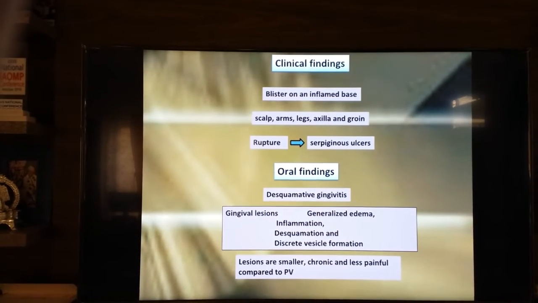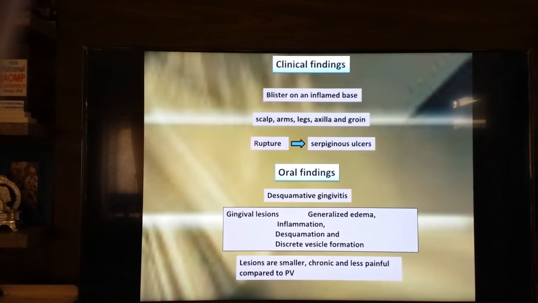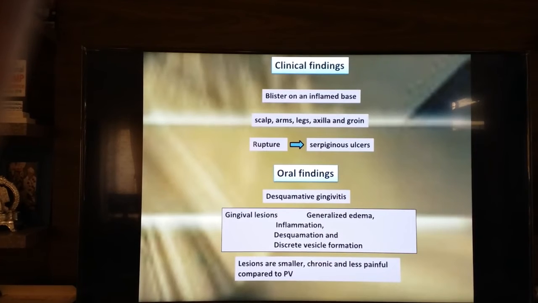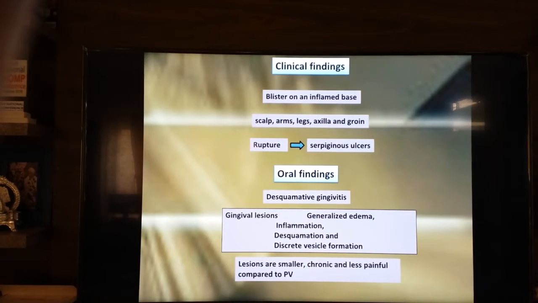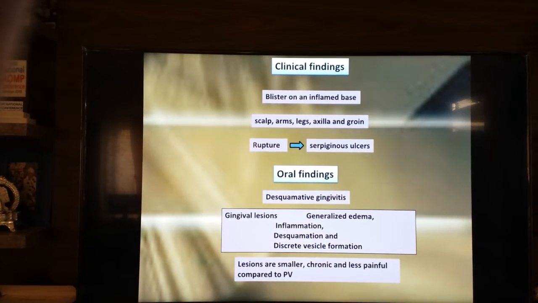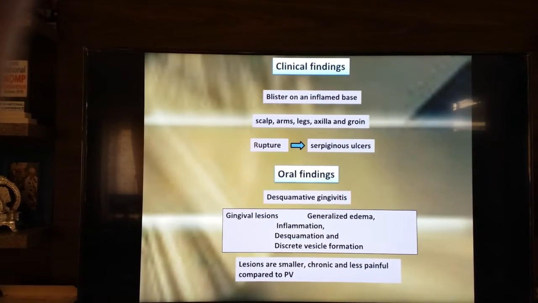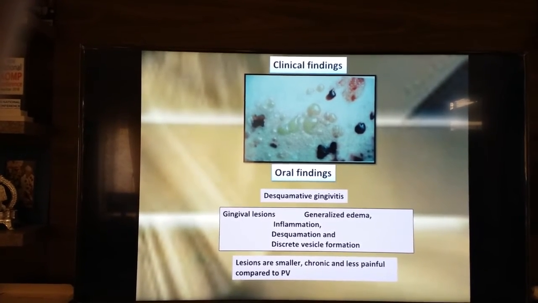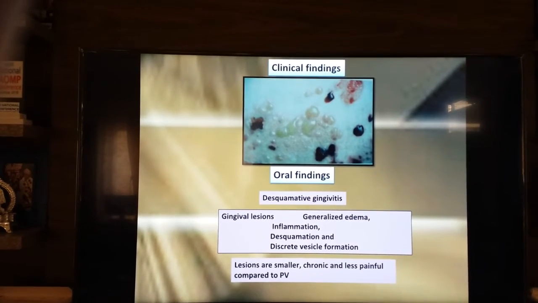Now, the lesion usually occurs on an inflamed base. It can occur in the skin, on the scalp, arms, legs, axilla, groin, and can rupture to form serpiginous ulcers. The oral finding can be manifested in the form of desquamative gingivitis. You will find these lesions can be associated with inflammation, desquamation, and discrete vesicle formation. The lesions are smaller, chronic and less painful compared to that of pemphigus vulgaris.